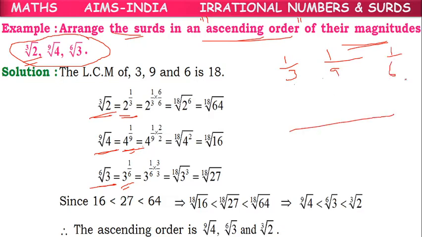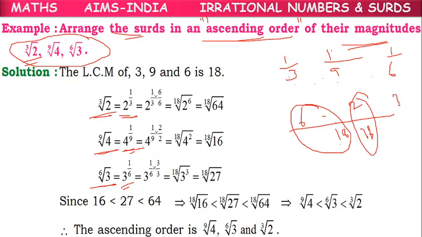What is the LCM of 3, 9, 6? The LCM is 18. So what do we have to write? 3 times 6 is 18, and 6 into 1 is 6, so the first one can be written as 6 by 18. For the second one, 9 times 2 is 18, and 2 into 1 is 2, so the second one can be written as 2 by 18. For the third one, 6 times 3 is 18, and 3 into 1 is 3, so the third one is written as 3 by 18.